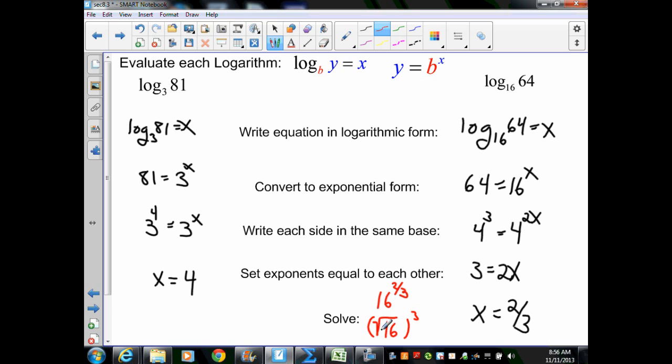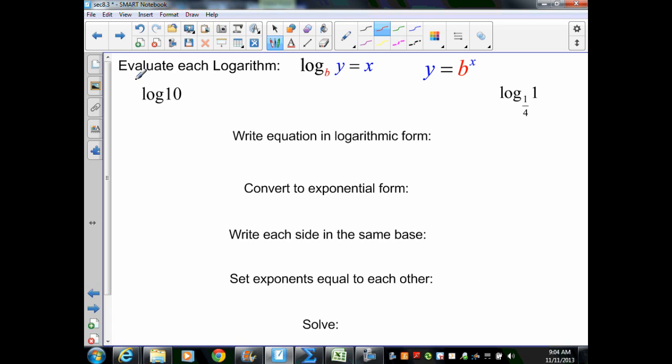The square root of 16 is 4. 4 cubed, we know, is 64. Again, I want to evaluate each logarithm. Here I want to write each equation in logarithmic form.